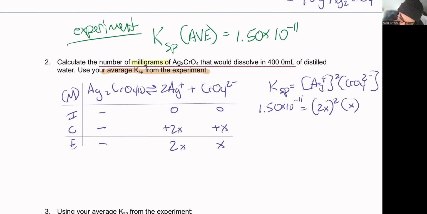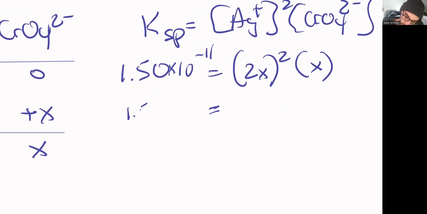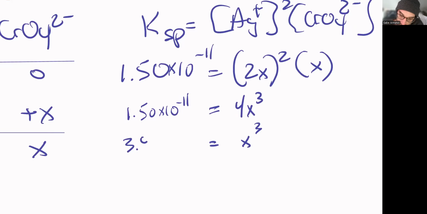There we go. So let's process this and solve for x. 1.50 times 10 to the negative 11 equals (2x) squared times x. That becomes 4x squared times x, which gives me 4x cubed. I'm going to divide both sides by 4, and I end up with 3.8 times 10 to the negative 12. I probably should have 3 sig figs, but it looks like I limited myself here. Then I take the cube root to solve for x: 1.6 times 10 to the negative 4.